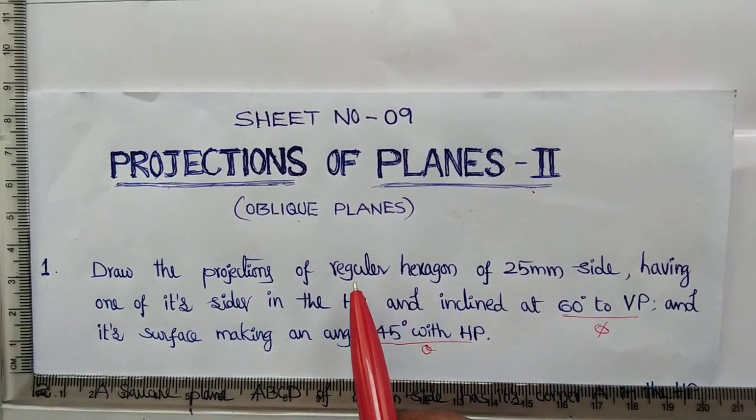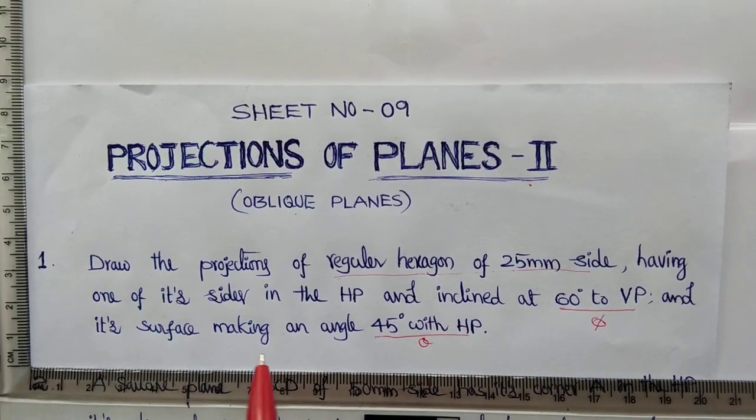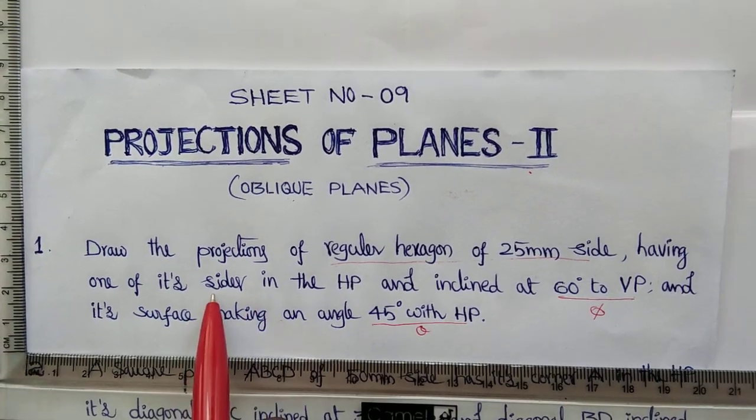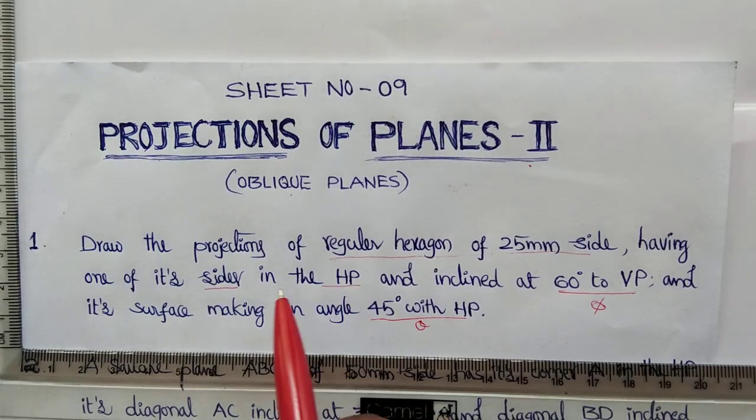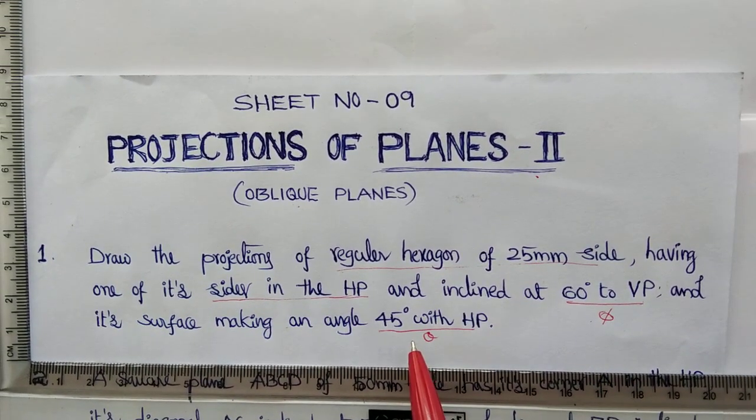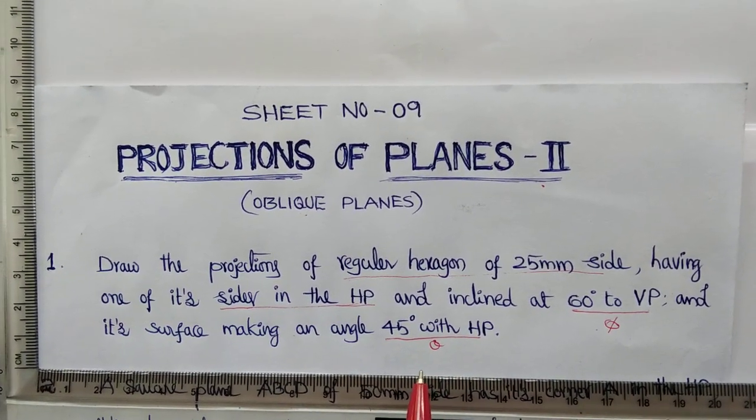And here our object is a regular hexagon of 25 mm side, first key point. Similarly, having one of its sides in the horizontal plane. So the side is touching the horizontal plane. This is the second key point. And inclination with VP 60 degrees, inclination with HP 45 degrees. This is about the given conditions.